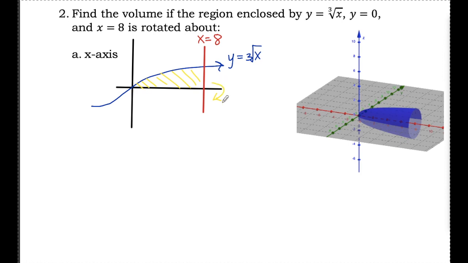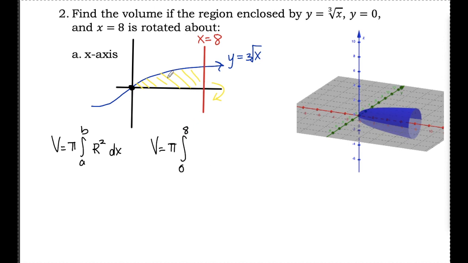Since I am rotating around the x-axis, I know I'm going to use the formula V equals pi times the integral from a to b of capital R squared dx. In this instance, since I'm integrating with respect to x, since it's a horizontal axis of rotation, my a and b values are going to be x values. It has to be the furthest left x value of my bounded region, which in this case is 0, and the furthest right x value of the bounded region, which in this case is 8.